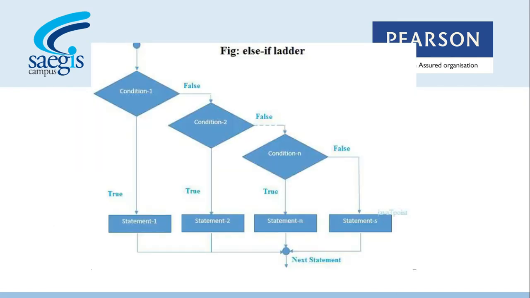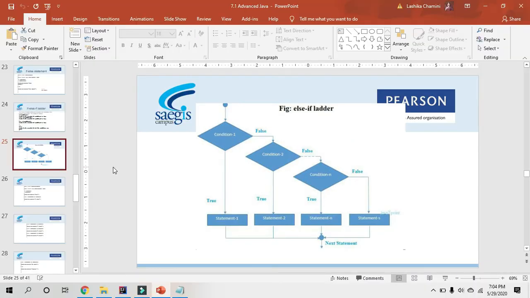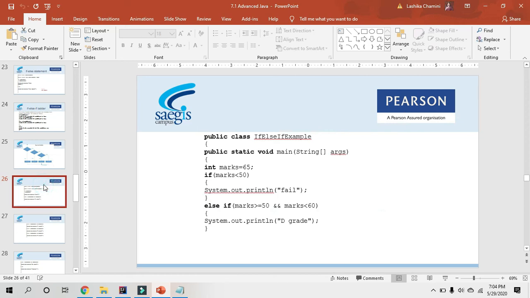Then this is the flow chart. If condition 1 is true, then it is going to execute the statement and go with the next program statement. If it is false, then it is going to check the second condition. If the second condition is true, it is going to execute the things inside the second if condition and go with the normal flow like this. Finally, if all these conditions become false, then it is going to execute the else statement. So next we'll check the code for this if else ladder.